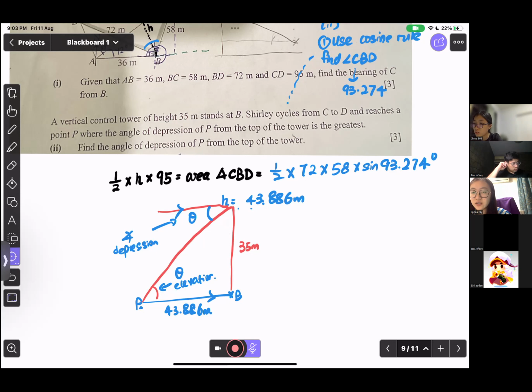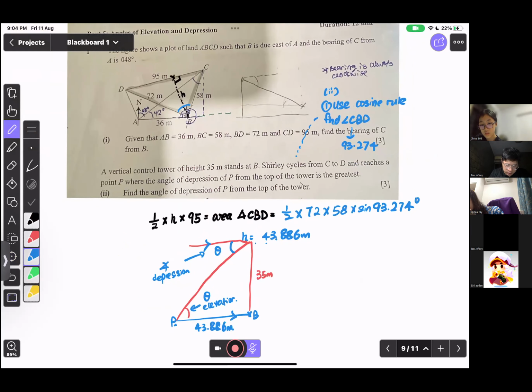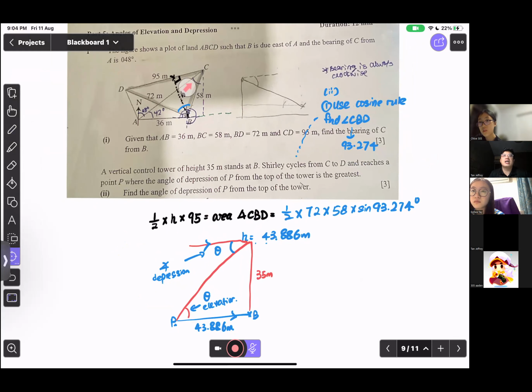So is H the Pythagoras? Is H just the line height? This line. H is like the BP, is it? This is the one I found by using area of triangle. Half times H times 95 is the same as half times 72 times 58 times sine 93.274. By using this triangle here. So first you need to use cosine rule to find this angle, right?